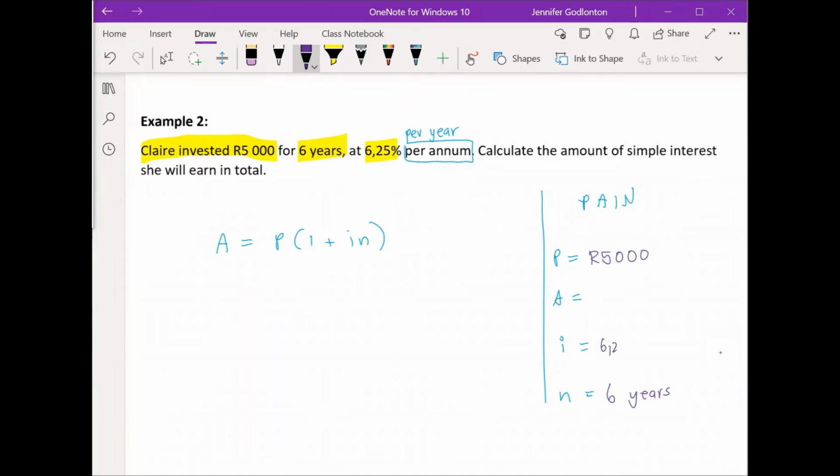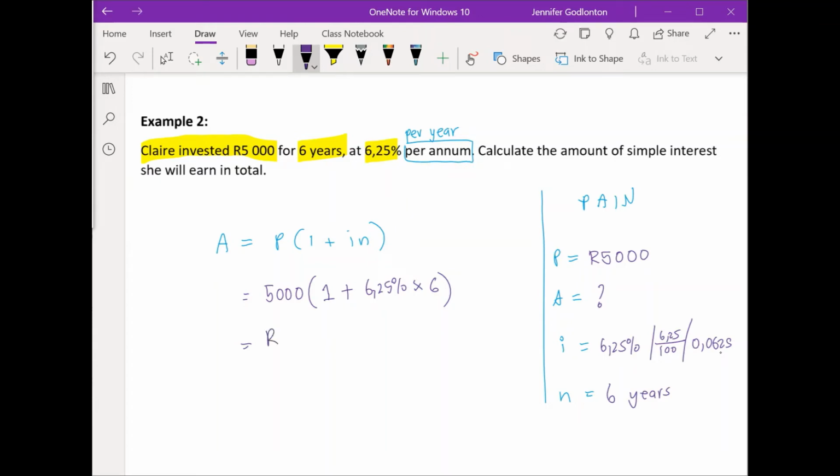Okay, Sonia, you could write this as 6.25%, or you could write it as 6.25 over 100, or you could write it as 0.0625, whichever one you feel comfortable with. And that means that A is the thing that we are looking for. Then we just chuck that into our calculator. So A is equal to 5,000, 1 plus 6.25% times 6, close brackets, in our calculator, exactly like that. Don't forget the percentage sign if you're writing it this way.